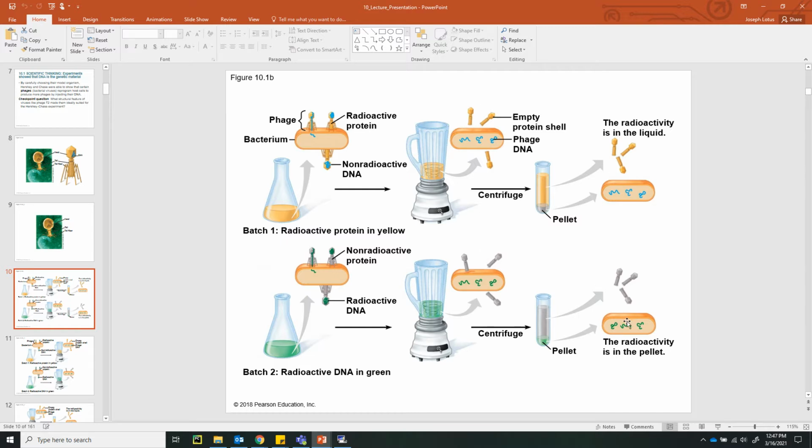The DNA is actually what's going to pass on to the next generation. When the bacteria have babies, when they divide, the new generation of bacteria, the daughter cells, are going to have the DNA from the virus, not the protein from the virus.